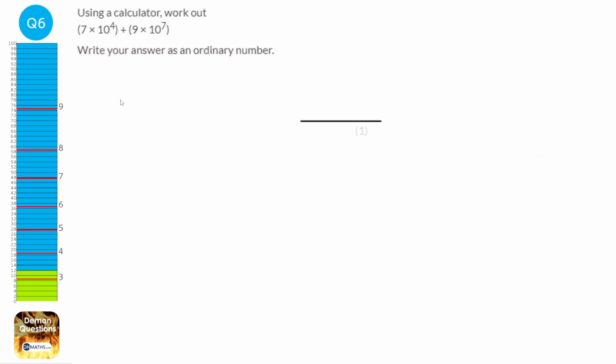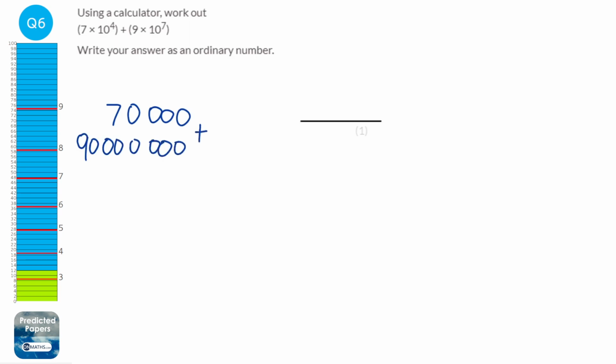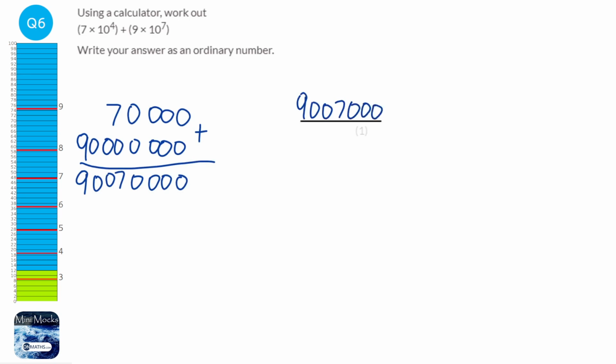So 7 times 10 to the power 4 is going to be 70,000. And 9 times 10 to the power of 7 will be 90 million. And so when you add them together, you get 90,070,000. Now, if you have access to a calculator, if this is on the calculator paper, then you can just type it into your calculator. Some people think there's a quick way of doing this, like adding the 7 and the 9. There isn't. You've just got to work out what this number is, work out what this number is, and add them together.